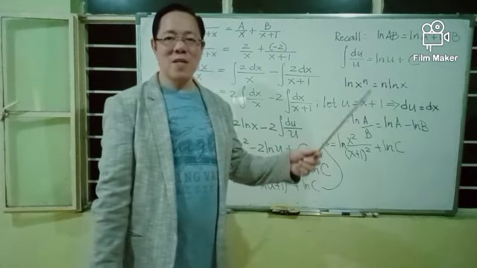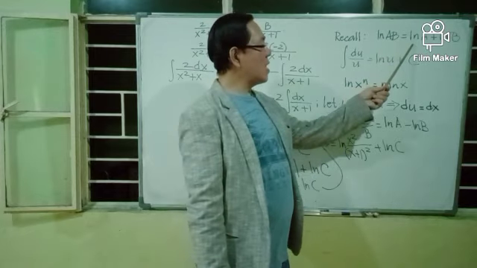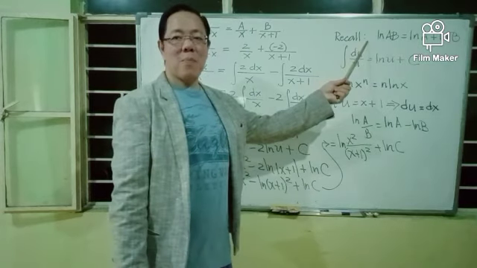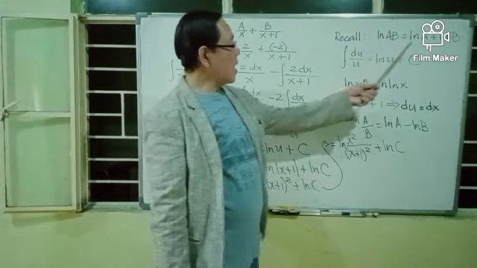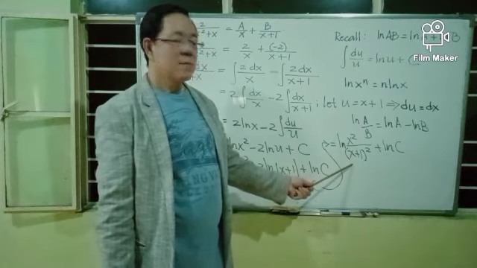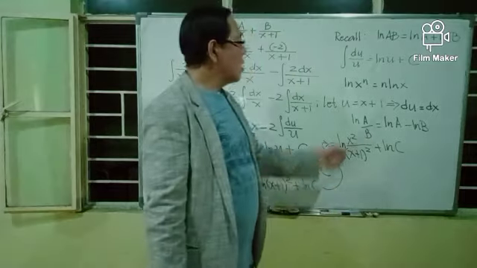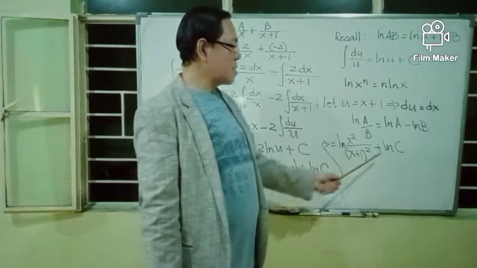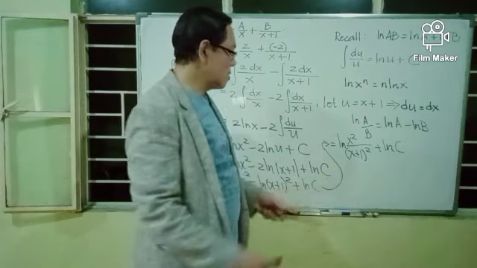The property of natural logarithm says that ln of the product AB is equal to ln of A plus ln of B. And we apply this particular property to this sum where A now is x squared over x plus 1 squared and B is equal to c. Hence, by this property, we can write this as ln of c multiplied by x squared over x plus 1 squared.